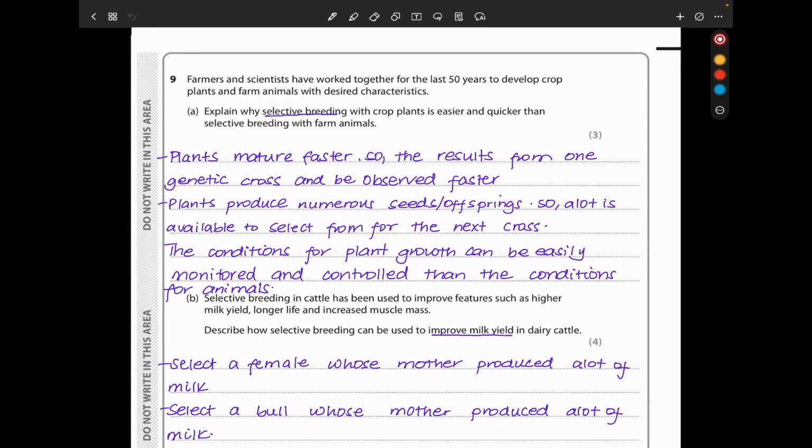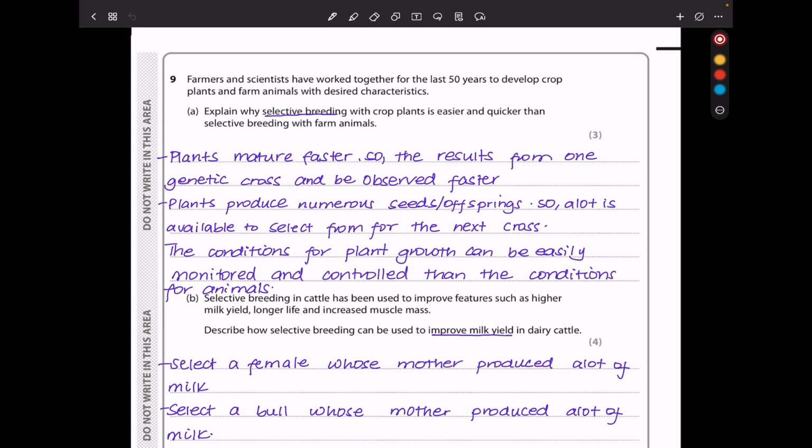In question 9, farmers and scientists have worked together for the last 50 years to develop crop plants and farm animals with desired characteristics. Explain why selective breeding with crop plants is easier and quicker than selective breeding with farm animals. If you compare animals and plants, usually animals have fewer offspring, and it takes longer for the characteristics to be observed in the phenotype of the offspring.